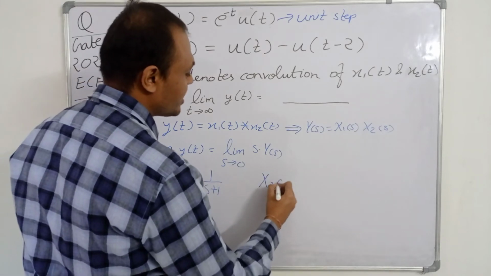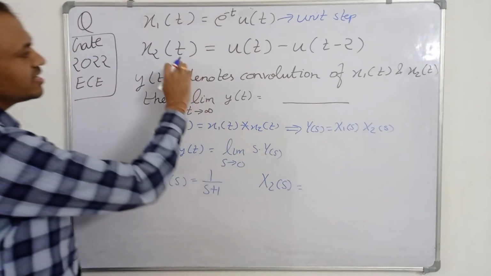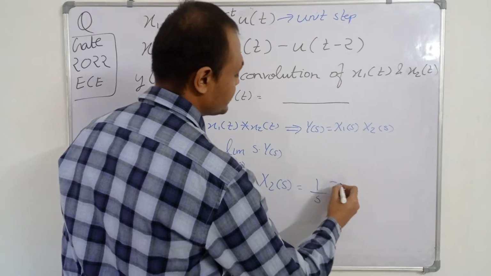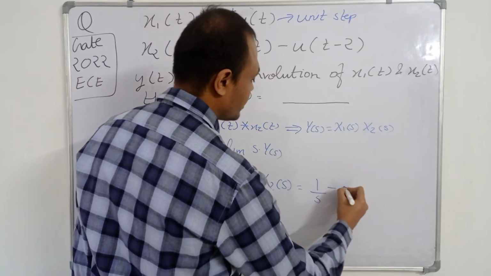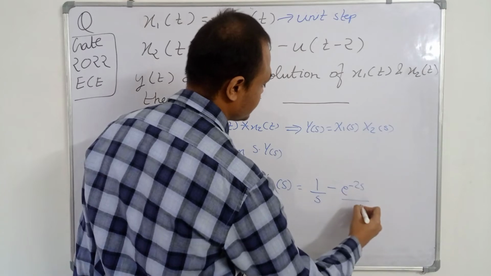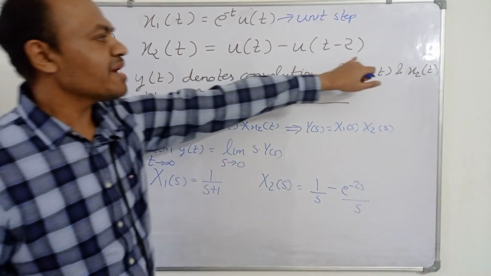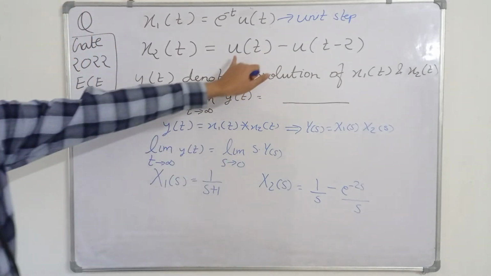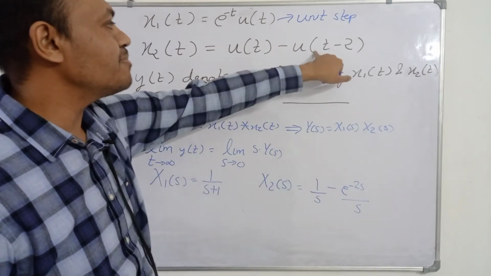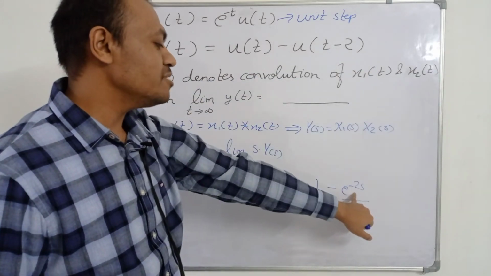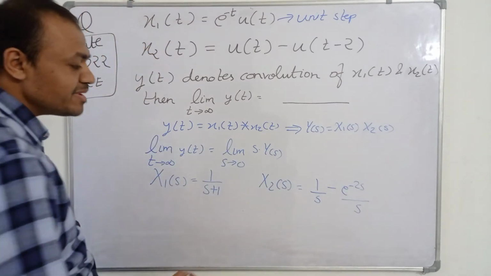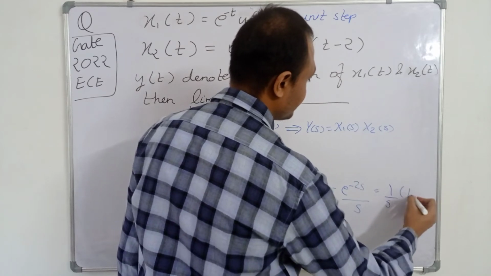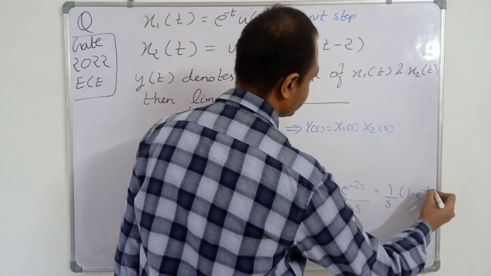And the Laplace transform for the x2 signal will be equal to 1 upon s minus e to the power minus 2s upon s. Because it is u of t minus 2, its Laplace transform will be 1 upon s minus e to the power minus 2s upon s. The Laplace transform for u of t is 1 upon s, and the Laplace transform for u of t minus 2 is e to the power minus 2s upon s. So this will be equal to 1 upon s times 1 minus e to the power minus 2s.